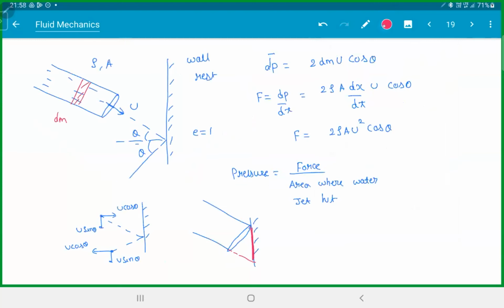So what should you take pressure as here? Force by area. Which area? A by cos theta. That is a catch here. So this will be 2 rho u square cos square theta. Be careful, it's cos square theta. Most people write cos theta and come out of the exam. Check it out.